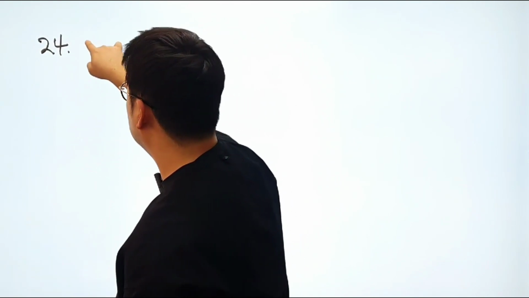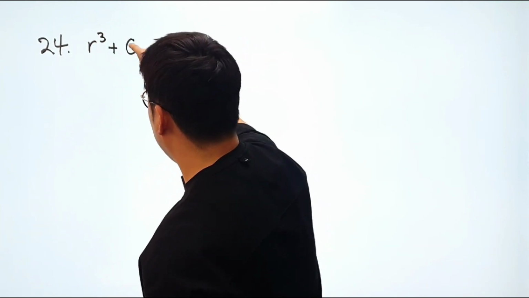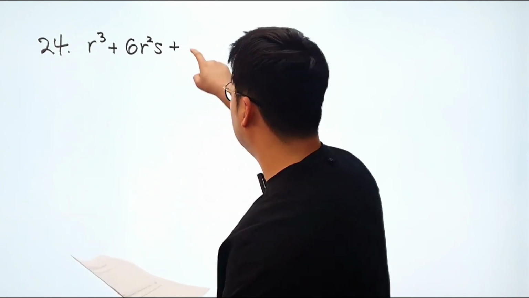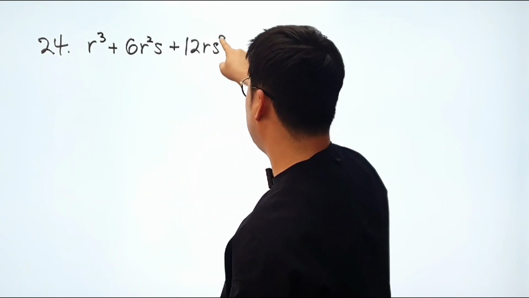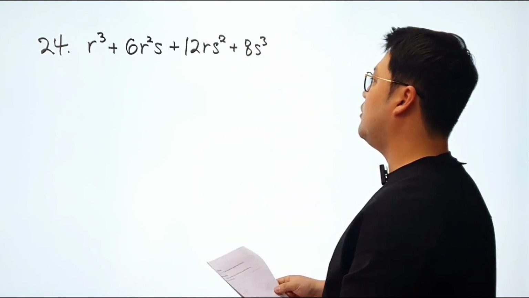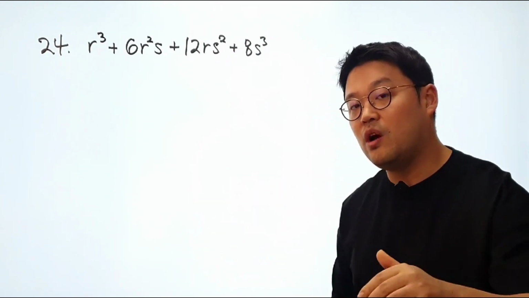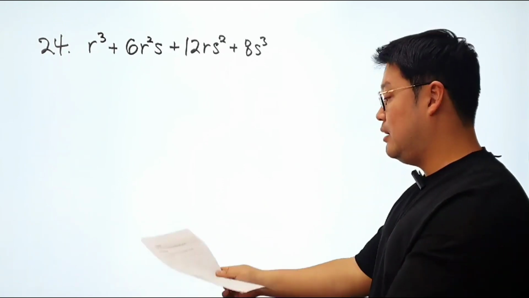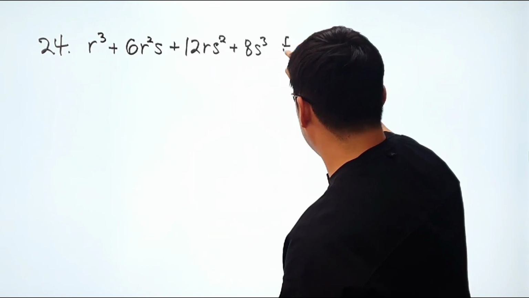So 24: r cubed, plus I'm adding 6 times r squared times s, and I'm also adding 12r times s squared, and that becomes 8s cubed. All right, we have to think about Pascal's triangle. We can actually solve this using Pascal's triangle, but before knowing what Pascal's triangle is, we can evaluate by plugging in the given values.